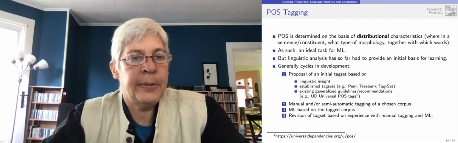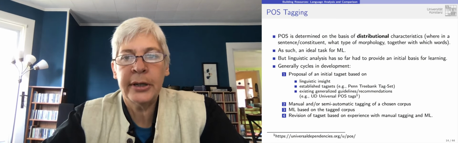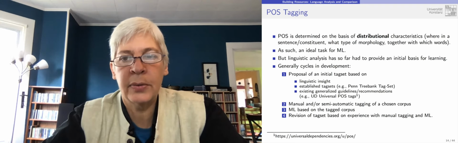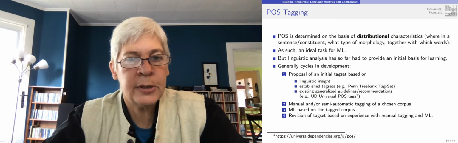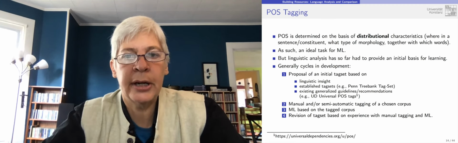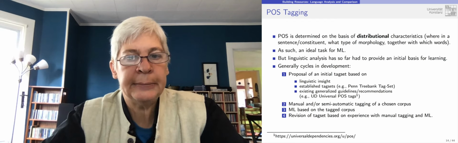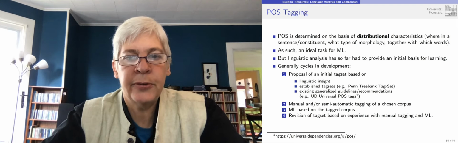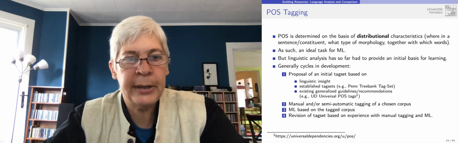Now, what's interesting about part of speech tagging is that it's determined almost wholly on the basis of distributional characteristics. So where is it in a sentence? What type of morphology? Which context? With which words does it tend to appear? And in a sense, this is an ideal task for machine learning, because machine learning pays attention to distributional characteristics, which is presumably also why part of speech tagging has been such a success within machine learning. But as far as I can tell, linguistic analysis has so far had to provide an initial basis for learning. This, I think, is still true even with all the hype about word embeddings.